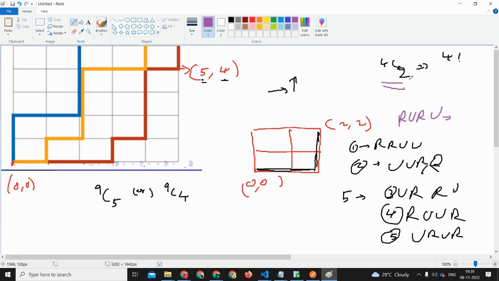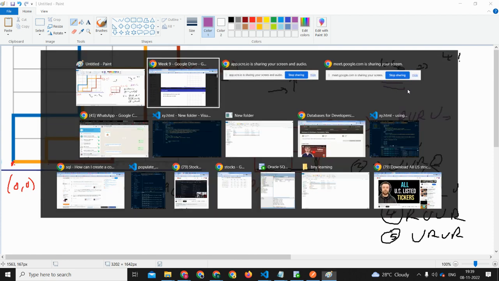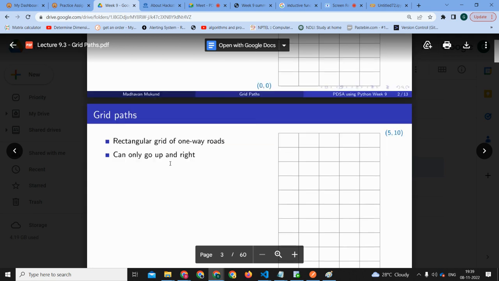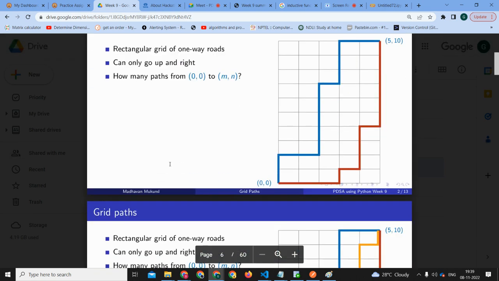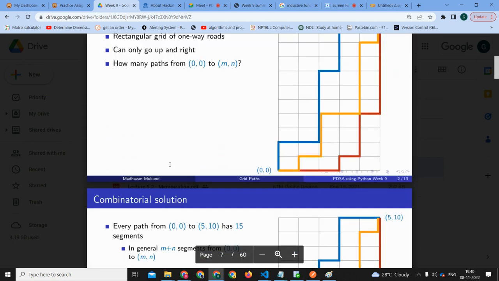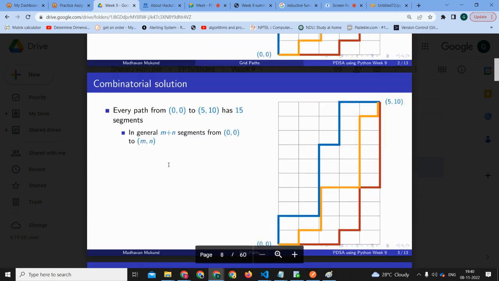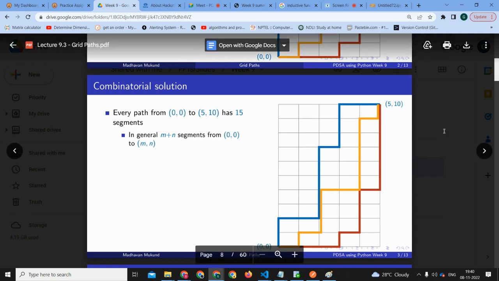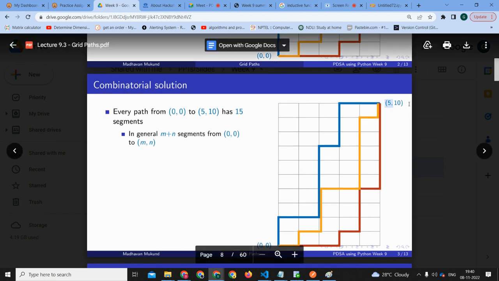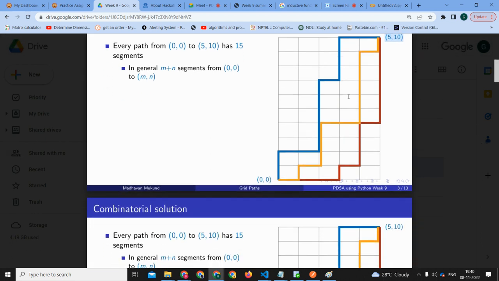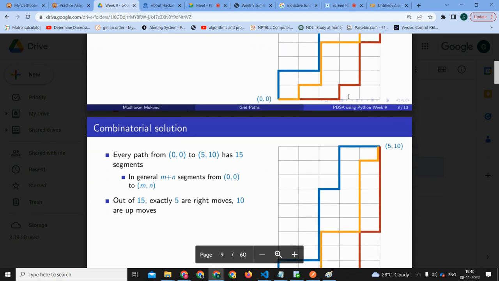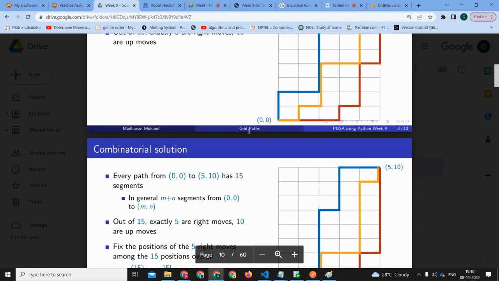So we got 6 cases, which is nothing but 4 choose 2, right? Yeah, then it is correct. The formula is just 4 choose 2 or 5 choose 2, whatever it is. The total and how many rights you have that you can choose, keeping one as a constant, you can choose variables. That is how the formula works. So for 5 comma 10, it's 15 choose 5 or 15 choose 10, but both are equal.